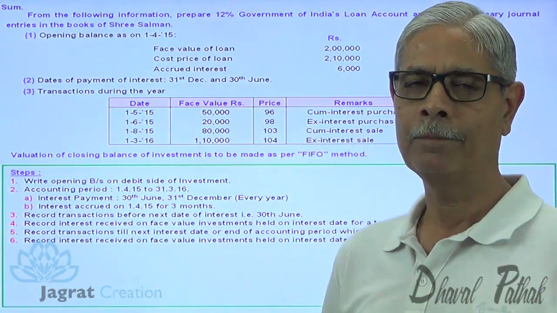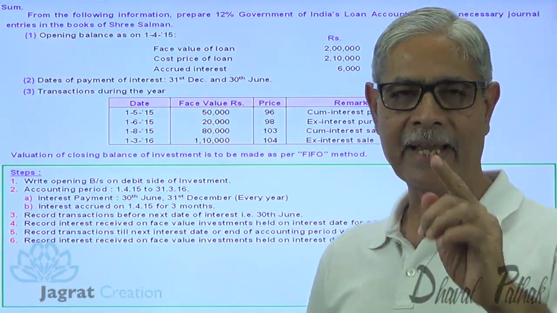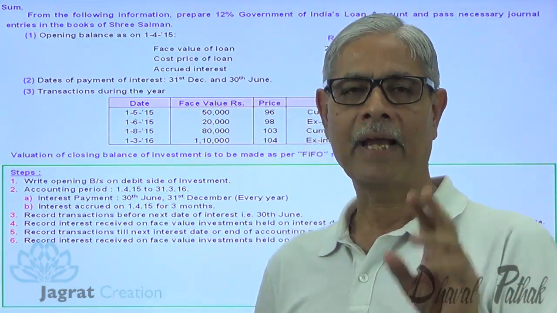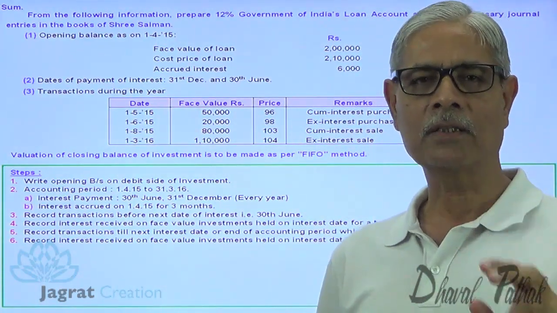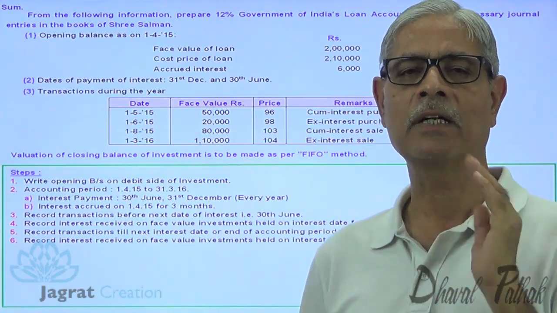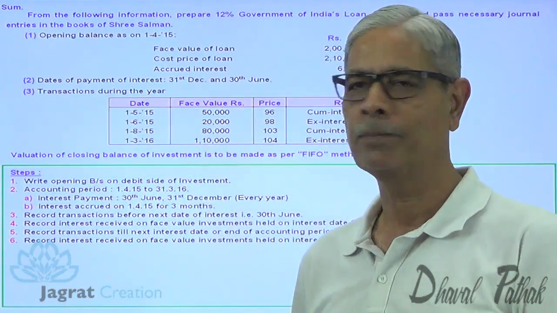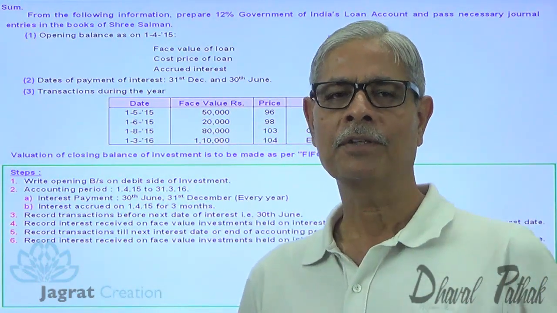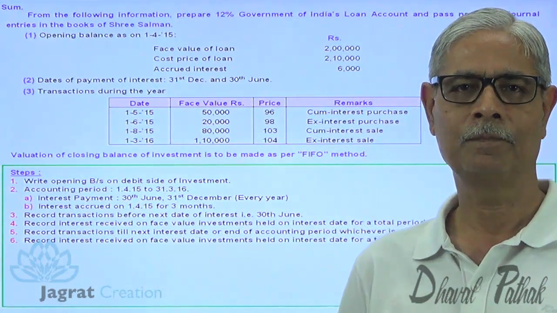Once again I repeat. Write opening balance on 1/4/2015. Next interest date is 30th June. Record the transaction. Record all the transactions that are entered into before 30th June. These two transactions are entered into before 30th June: 1st of May and 1st of June. Then record the transaction for interest received on 30th June.